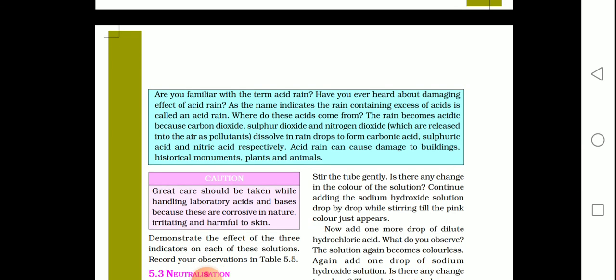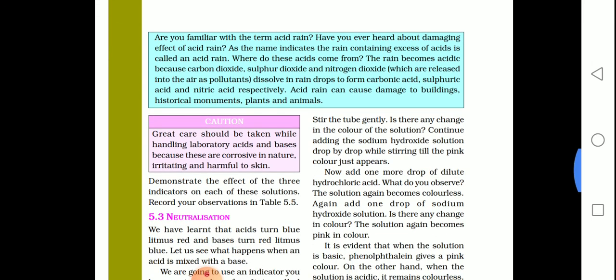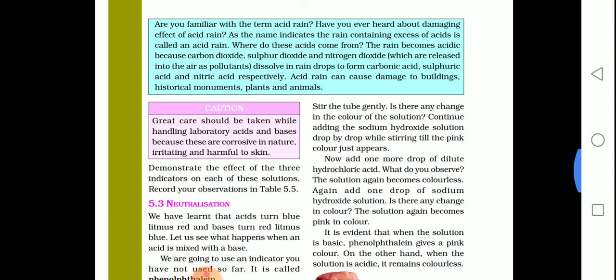Today's lesson is this much. We studied natural indicators: litmus, which is a natural dye, China rose petals, and turmeric. These are the three important natural indicators through which we can identify the difference between acids and bases, which solution is base and which is acid, by indicating with the help of their color. So today's chapter is this much.